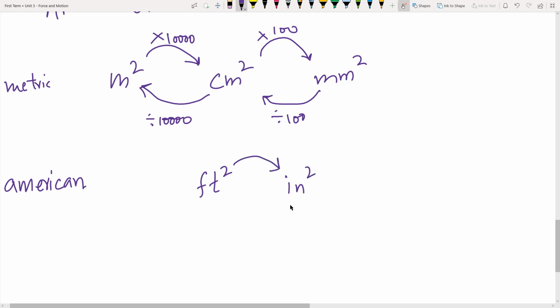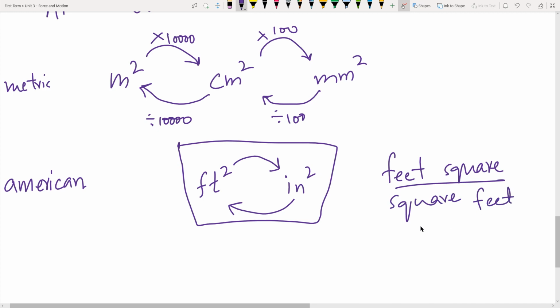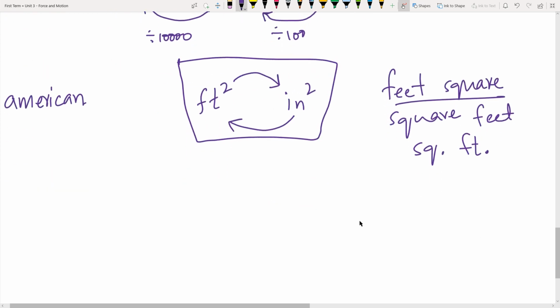Over here there's another one to multiply the other way around, but I'm not going to advise you. Just remember that these two are also area, which is feet square and an inch square. It is going to be feet square or square feet. Both ways it is written, square feet, also written as sq. ft. And then we also have square inch, also written as sq. in.